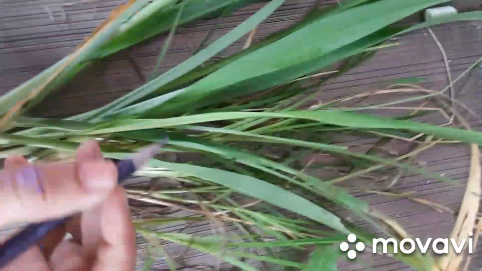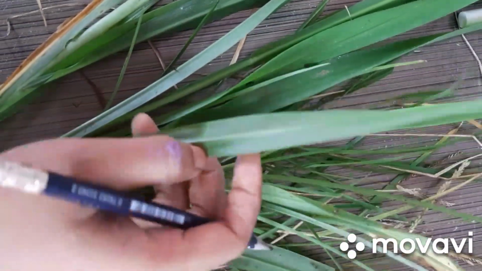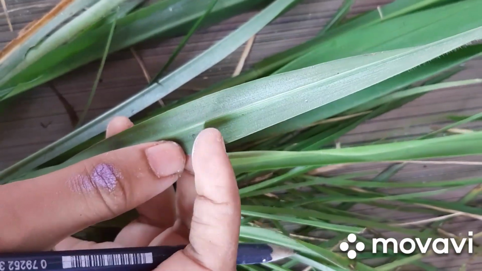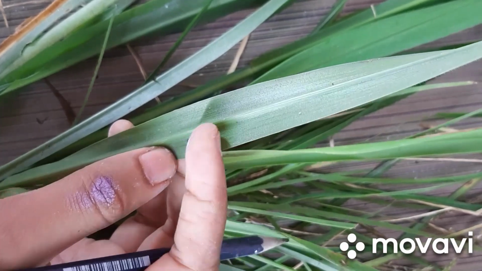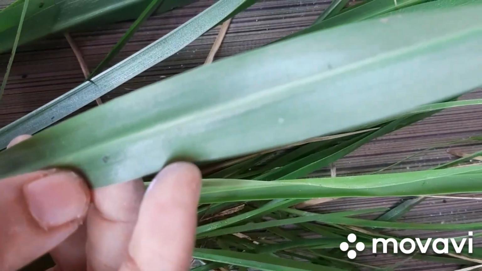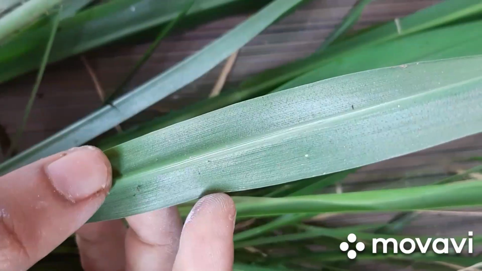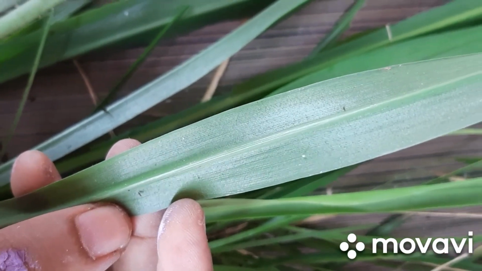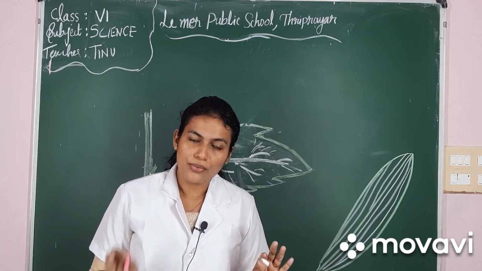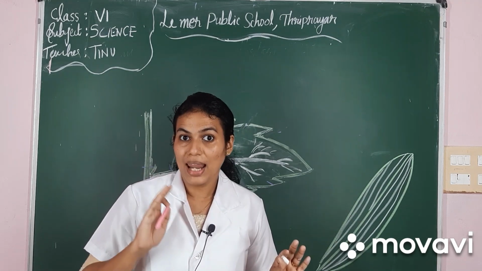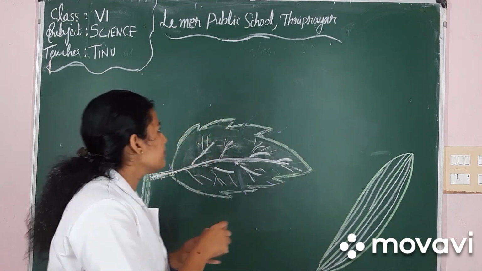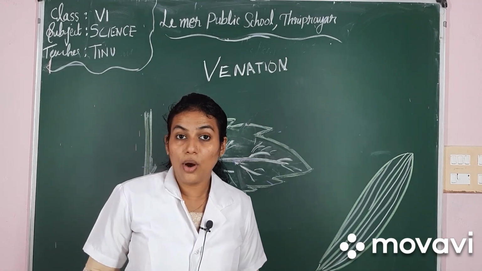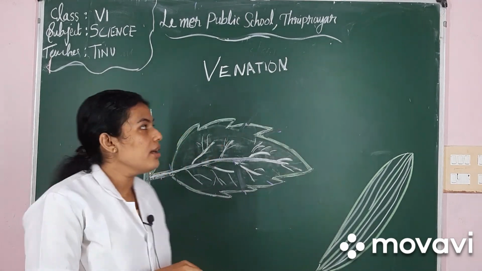Whereas in this plant, you can see the midrib and the veins are showing a parallel nature. The veins are parallel in nature. The arrangement of veins in a leaf blade or lamina is called venation.